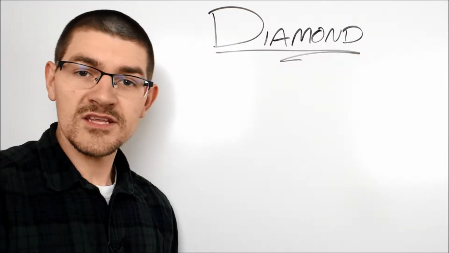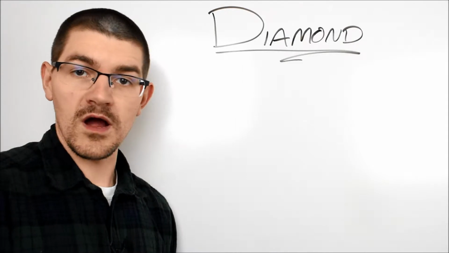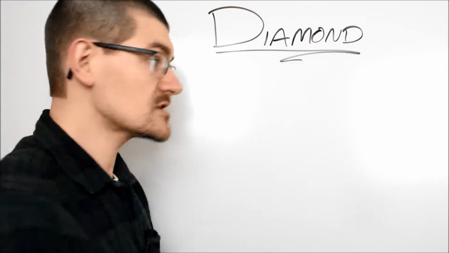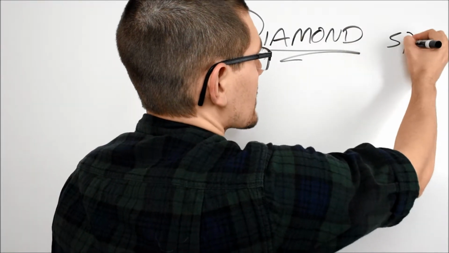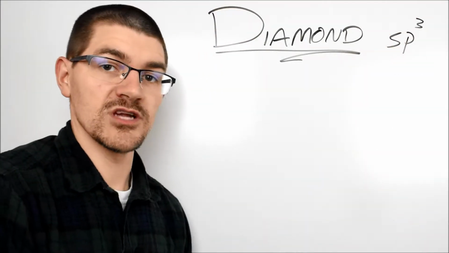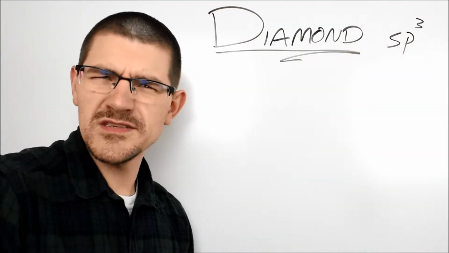In diamonds, each carbon is covalently bonded to 4 other carbon atoms. This means each carbon in diamonds is sp3 hybridized and has the electron and molecular geometry of tetrahedral. It'll be easier to see through a drawing.